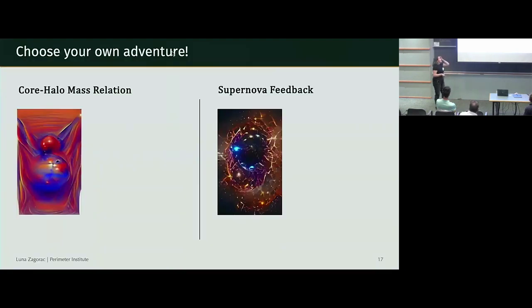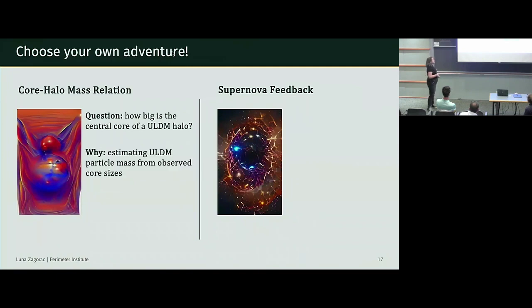Now, given this slightly wacky way of looking at a dark matter halo as a really, really big hydrogen atom, here are your two options. So this is where you get to choose your own adventure on what you want to hear about. On the one hand, we have the core halo mass relation. This answers the question of how big is that central core given a ULDM halo, right? That's something that we observationally want to know.